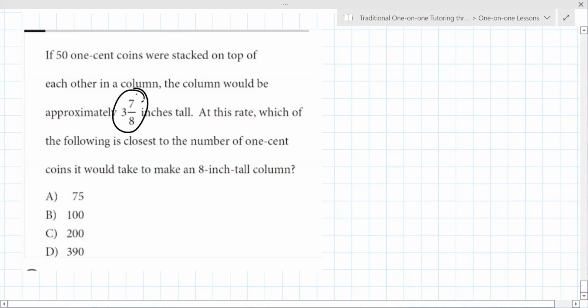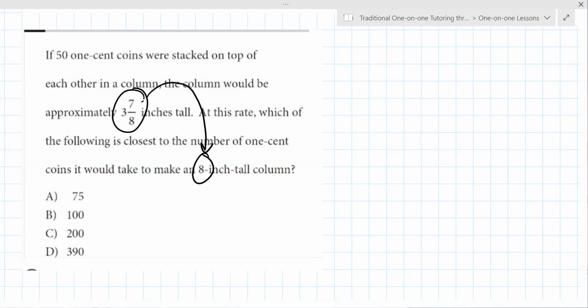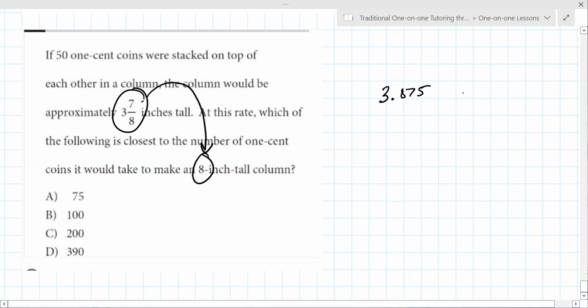So my question or thought for you is, how do these two numbers compare? How do you go from one to the other, roughly? Could you divide 8 inches by that? You're going from something that's 3 7/8 inches. So if I write it as a decimal, I think that'll help answer the question. 3.875 to 8.